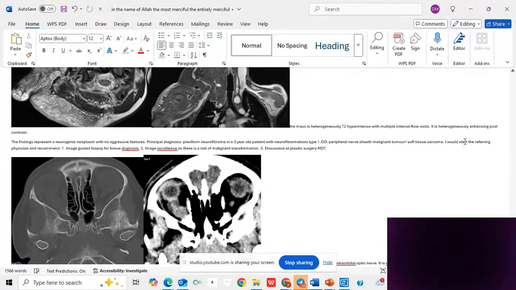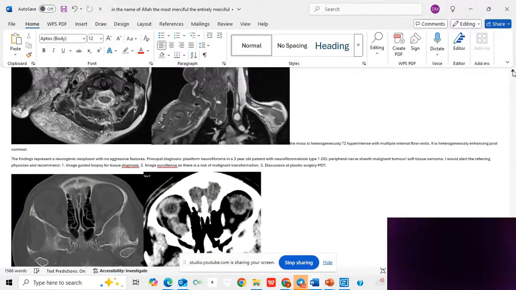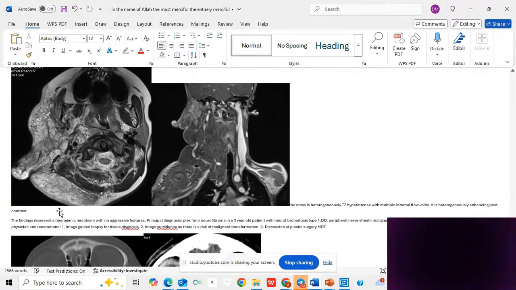So I would alert the referring physician and recommend 3 things here. In plexiform neurofibroma, remember you need to recommend 3 things. What's the first thing? Image guided biopsy. You need to recommend a biopsy of these lesions, image guided biopsy, for tissue diagnosis.